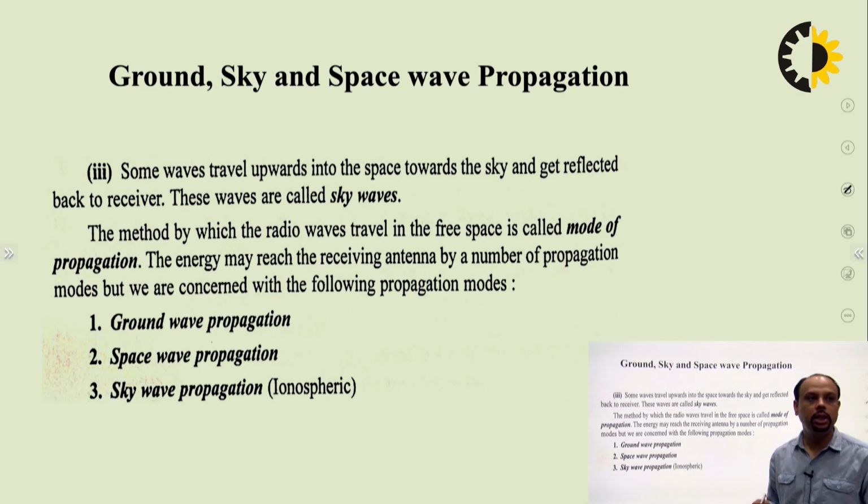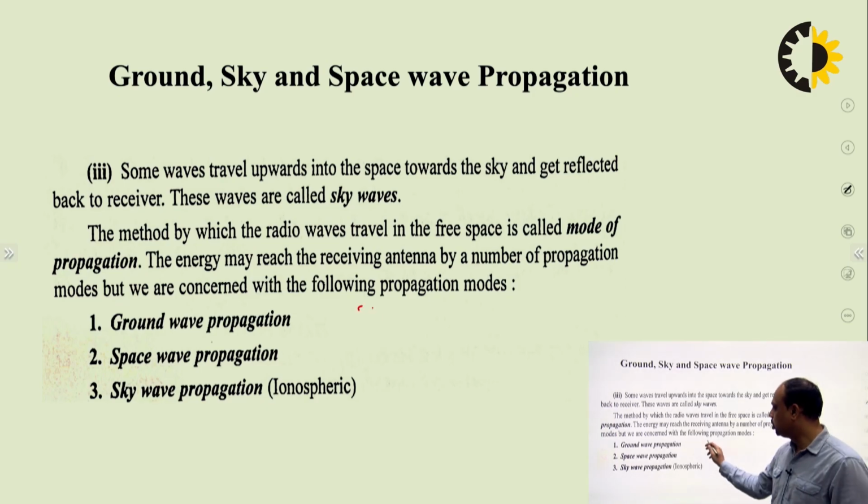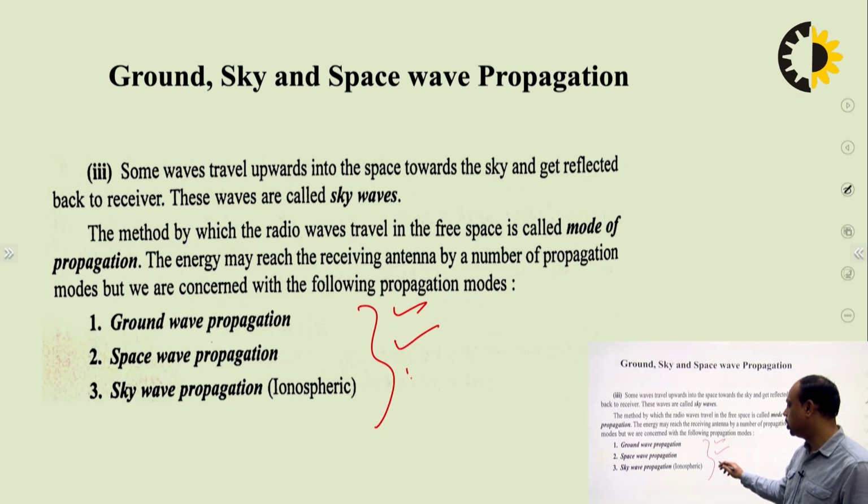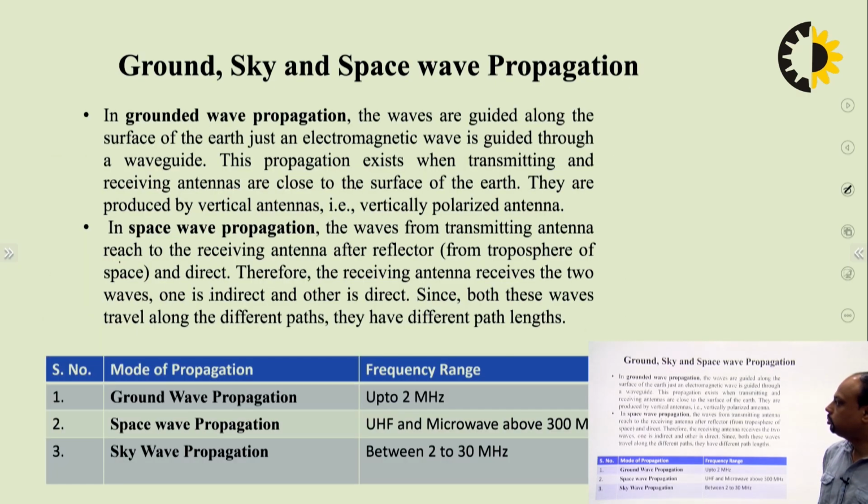The method by which the radio wave travels in free space is called the mode of propagation. Modes of wave propagation: the energy may reach the receiving antenna by a number of propagation modes, and these are the propagation that a wave can use, either ground wave, space wave, or sky wave propagation. On the basis of these methods, the total wave is divided into ground wave, sky wave, and space wave. So what is ground wave propagation?